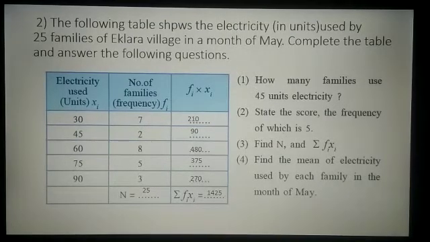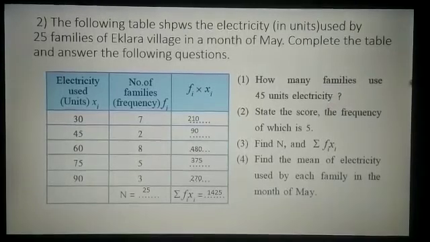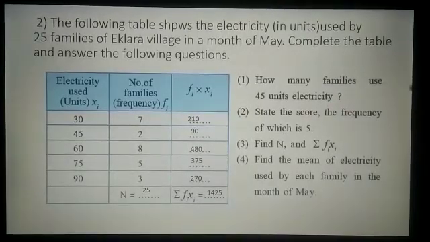Okay children, so one by one now you can answer: how many families use 45 units of electricity? How will you find out? From the table you can find it. How many families use 45 units? Here the frequency is 2. So what will you write as the answer? 2 families. Then state the score. The next question: state the score, the frequency of which is 5. So whose frequency is 5? Here, that is 75. So we will write this down as the answer.